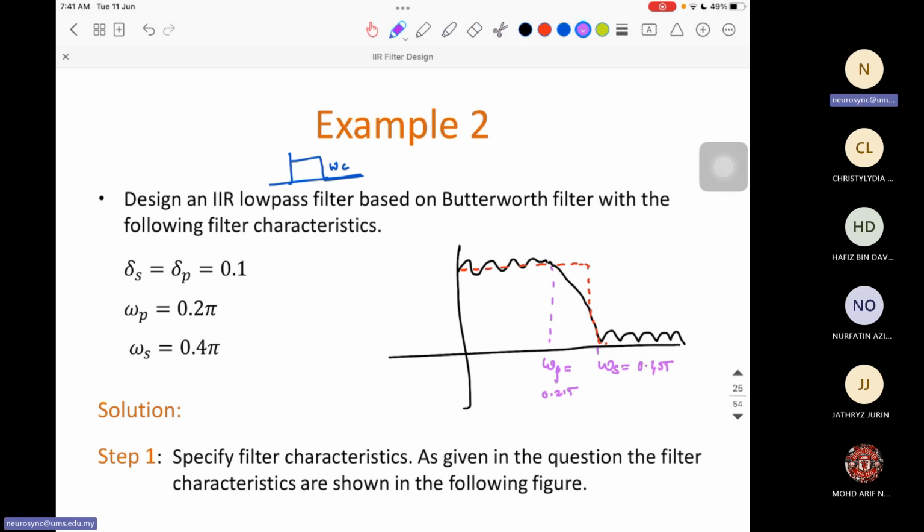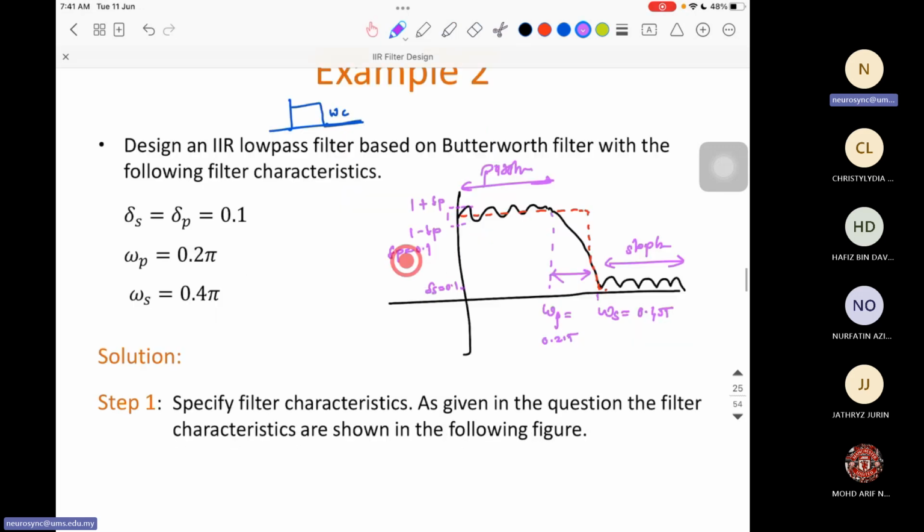The delta p here, this is 1. The upper is 1 plus delta p, and this lower is 1 minus delta p, where delta p is 0.1, and the stop band ripple delta s is equal to 0.1. Okay. So this is the characteristic. This is the transition band. This is our stop band, and this is the pass band, which passes these frequencies.